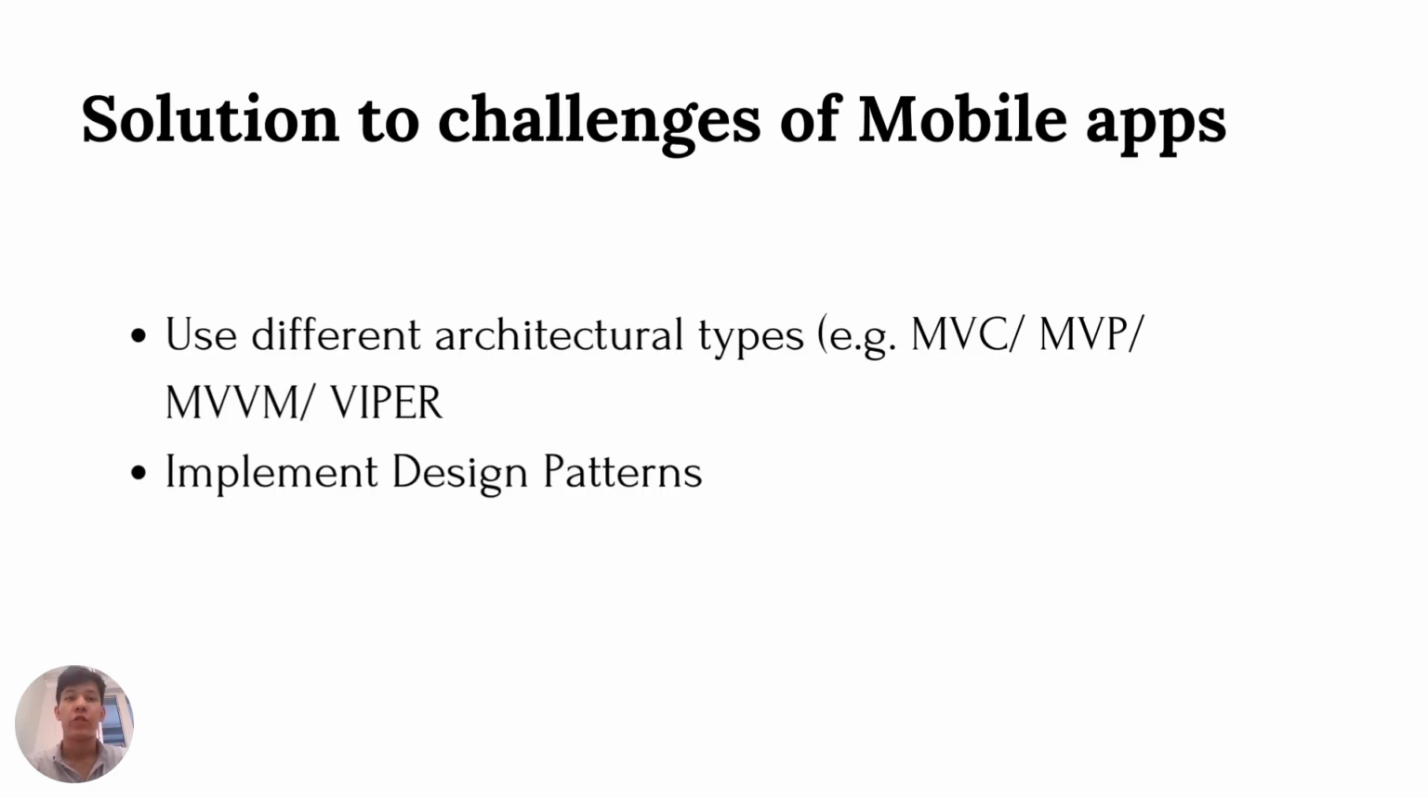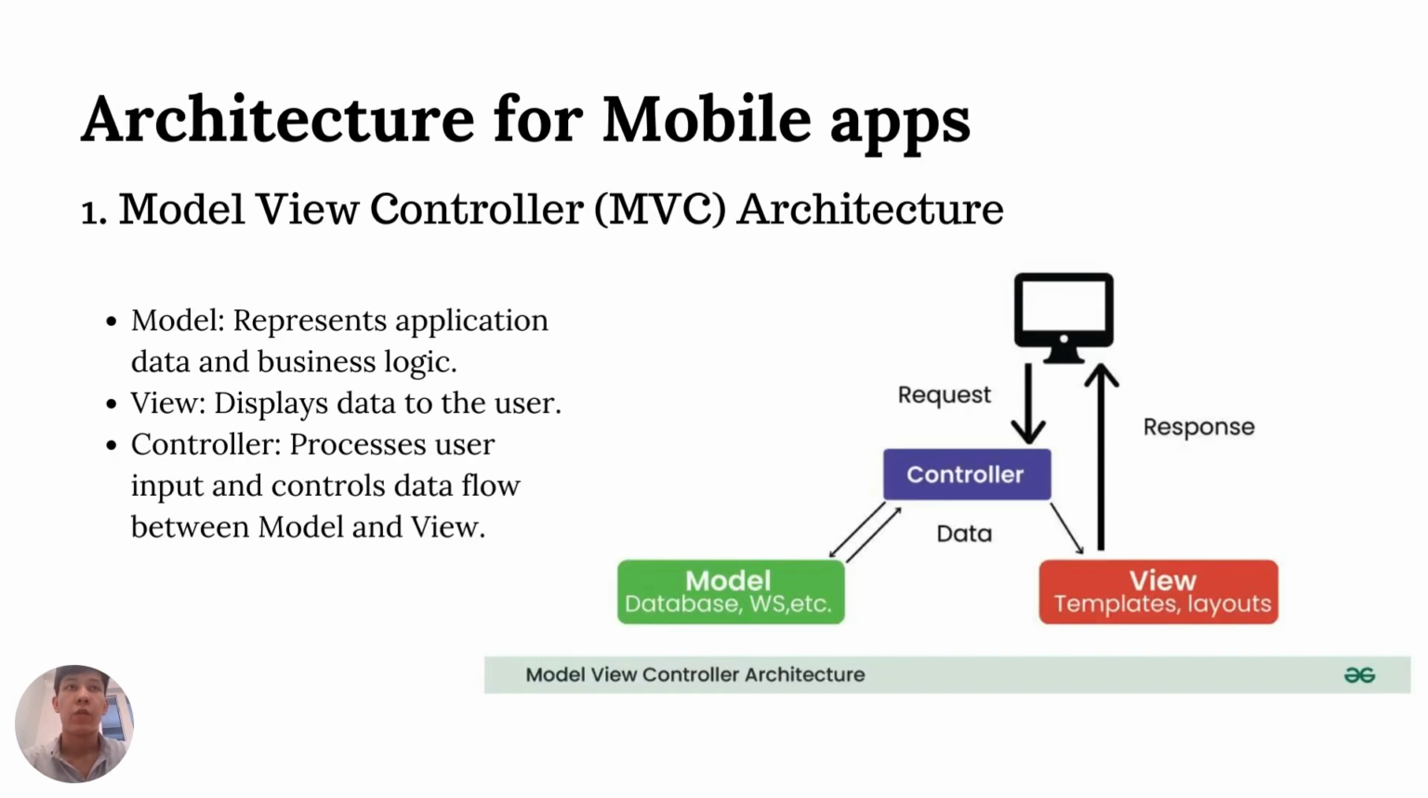First of all, try to use different architectural types. We'll talk about it a bit later. And try to implement design patterns in your application. What design patterns I will talk about a bit later. So let's begin with the architecture types for mobile apps.